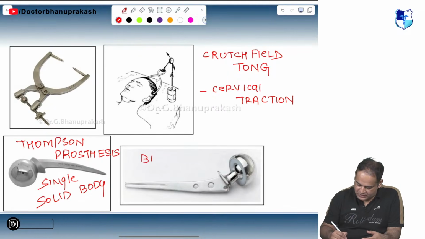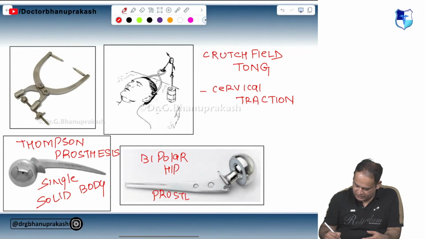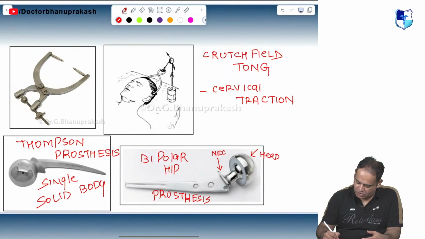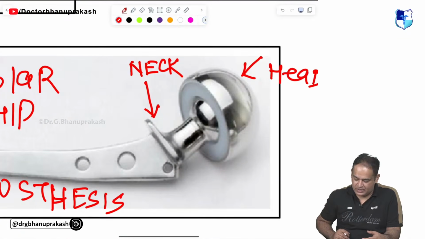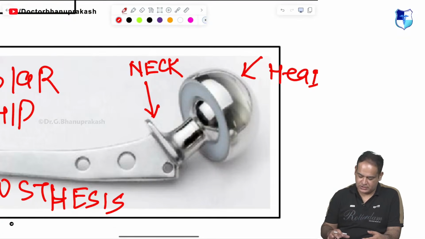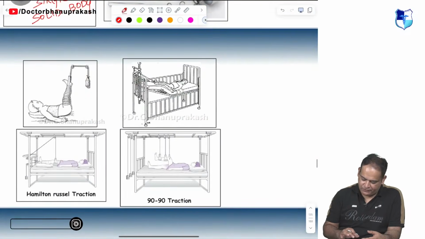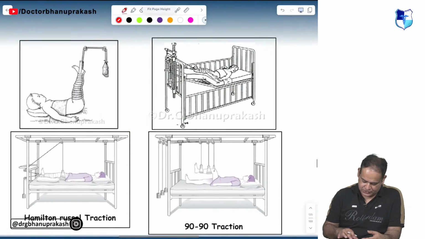Next, you see this is bipolar hip prosthesis. What is the easy way to remember? Separate neck and separate head. Separate neck of femur and separate head of femur. Bipolar hip prosthesis. Right? Now the different tractions.